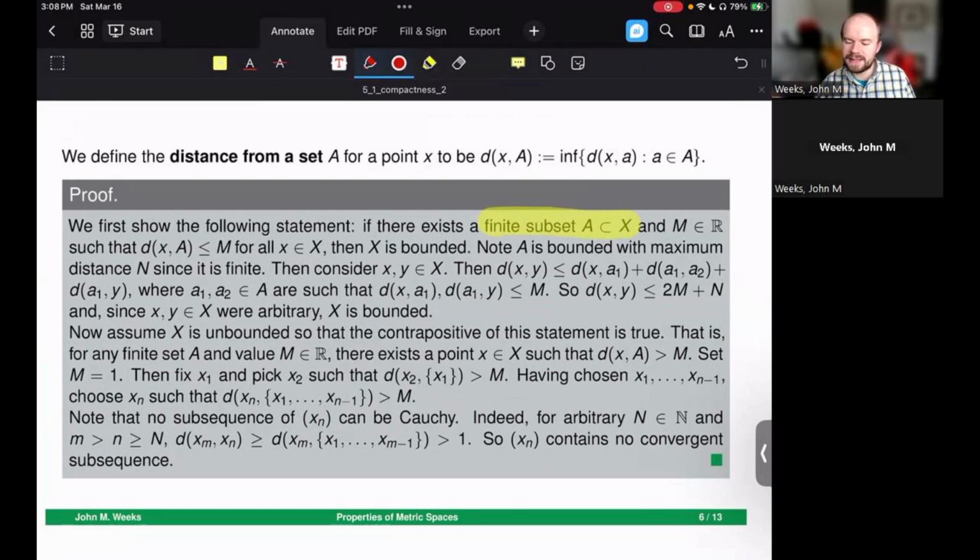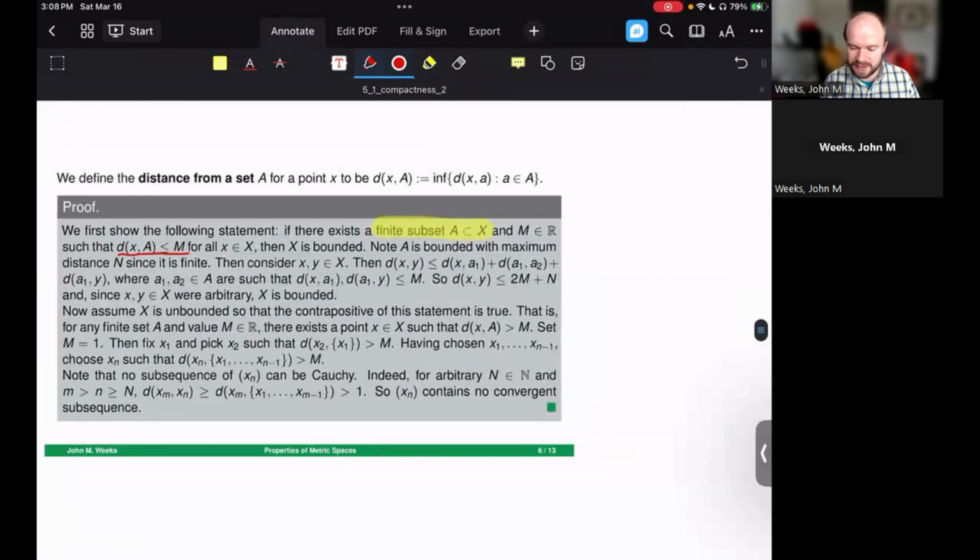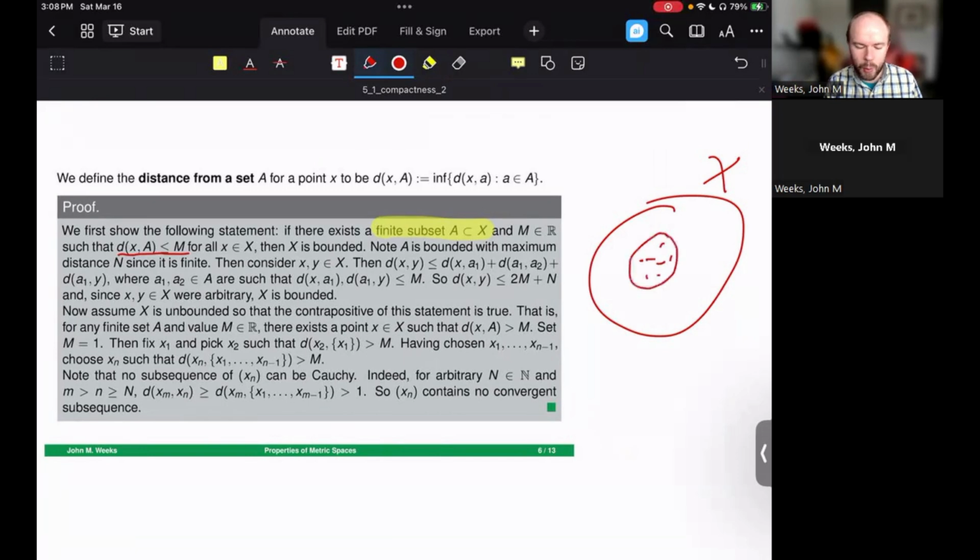If there exists a finite subset A of X and a value m in the real numbers such that the distance from x to A is less than or equal to m for all x in X, then X is bounded. Let's talk a little bit about this set. We're saying that there is a space X and that there's some finite subset somewhere, so that every other point inside of the set is at least some distance, and a bounded distance, in fact, away from that point. So, for example, the farthest this point can go, the farthest this point can go, the farthest this point can go, the largest that possibly is less than or equal to some finite value.